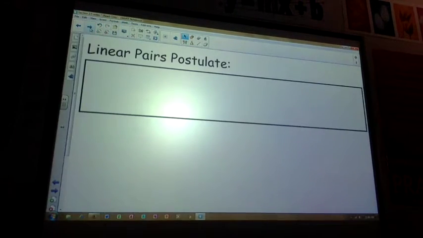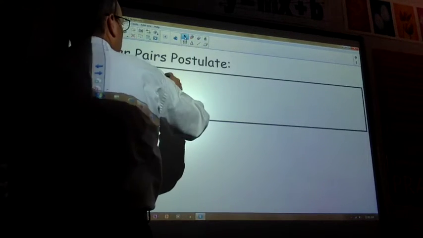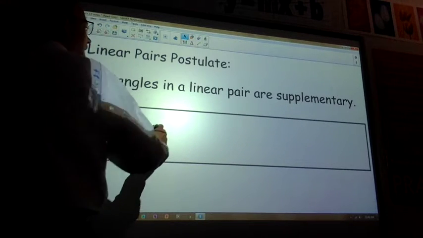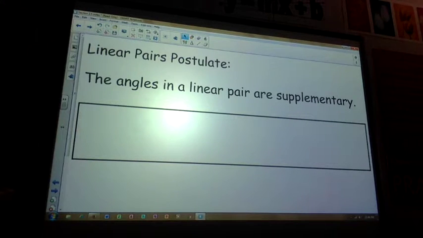Doesn't make sense. Oh! What did I just talk about? Linear pairs. Let's see. Is there anything here? Oh yeah. The angles in a linear pair are supplementary. The angles in a linear pair are supplementary. So if I say supplementary angles, I say linear pair. It basically means the same thing.